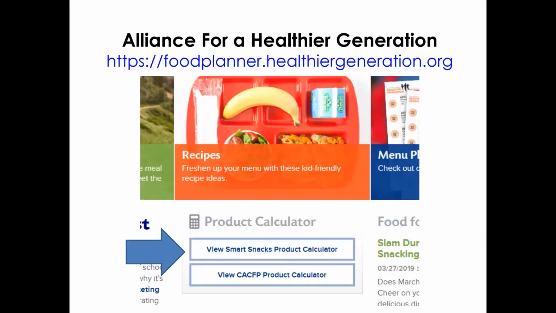Okay, next slide, just a slide that shows us Alliance for Healthier Generation. It's a website where you can find a product calculator to find out if your product meets Smart Snack standards, and you don't have to go through all the math and do all of that yourself. You can go to this website, and this website is linked to our Smart Snacks webpage, so you can easily access it. Plug in the information it asks for, and it will tell you if it's Smart Snack compliant.